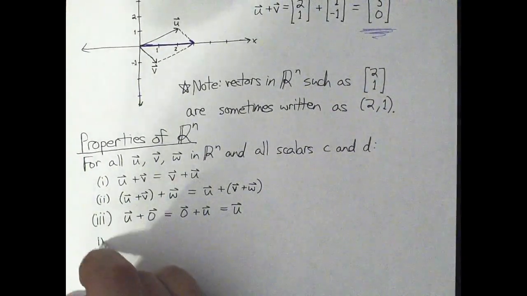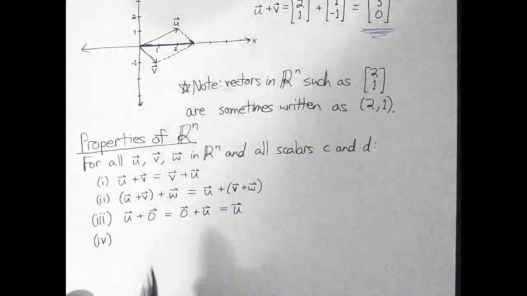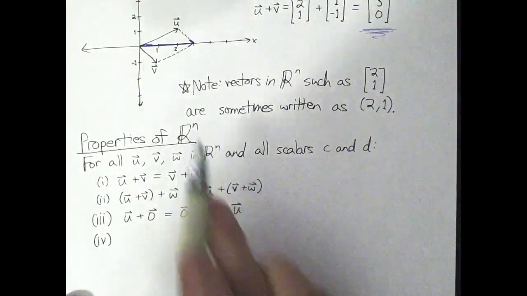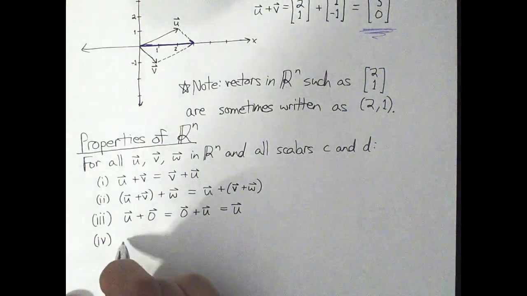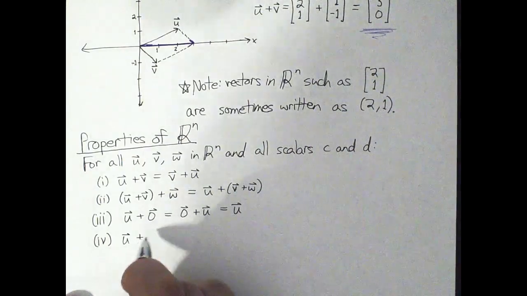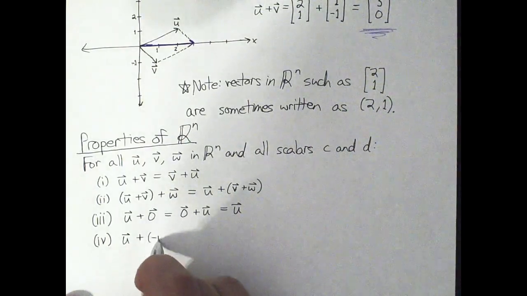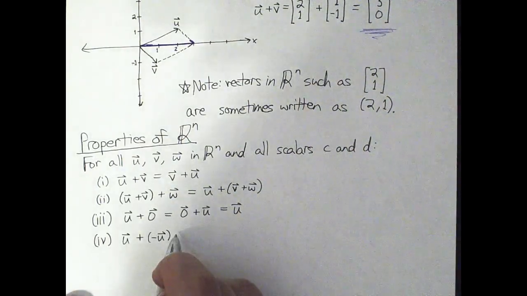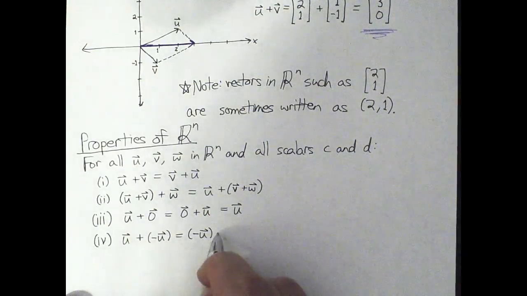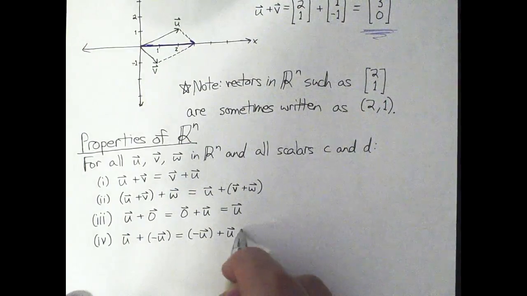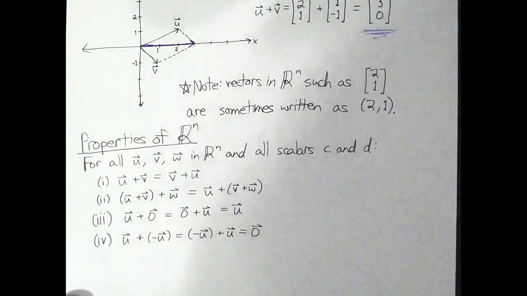And in this case, the 0 vector would be the 0 vector in Rn. Property 4 is that the vector u plus negative u equals negative u plus u, and either way, it adds up to the 0 vector.